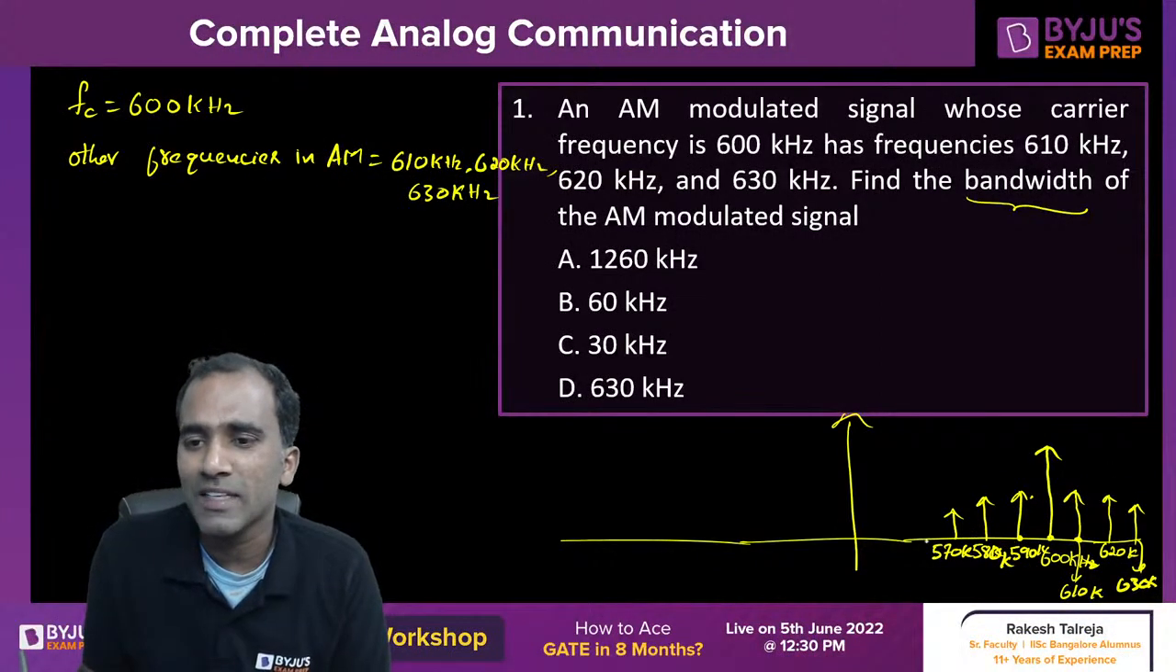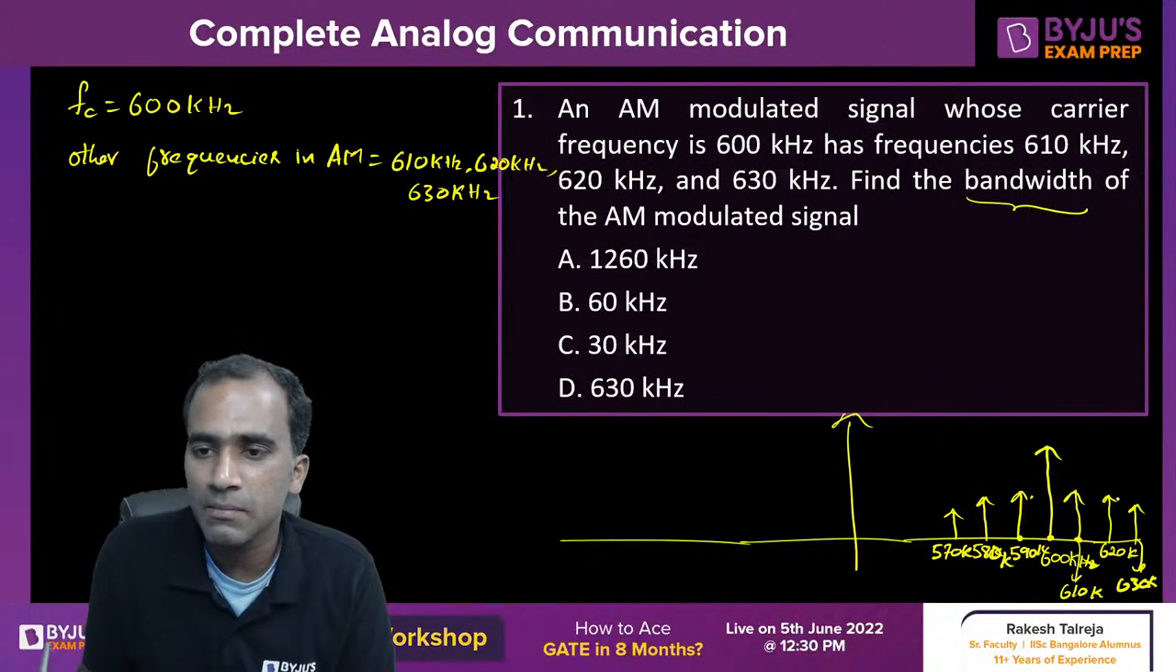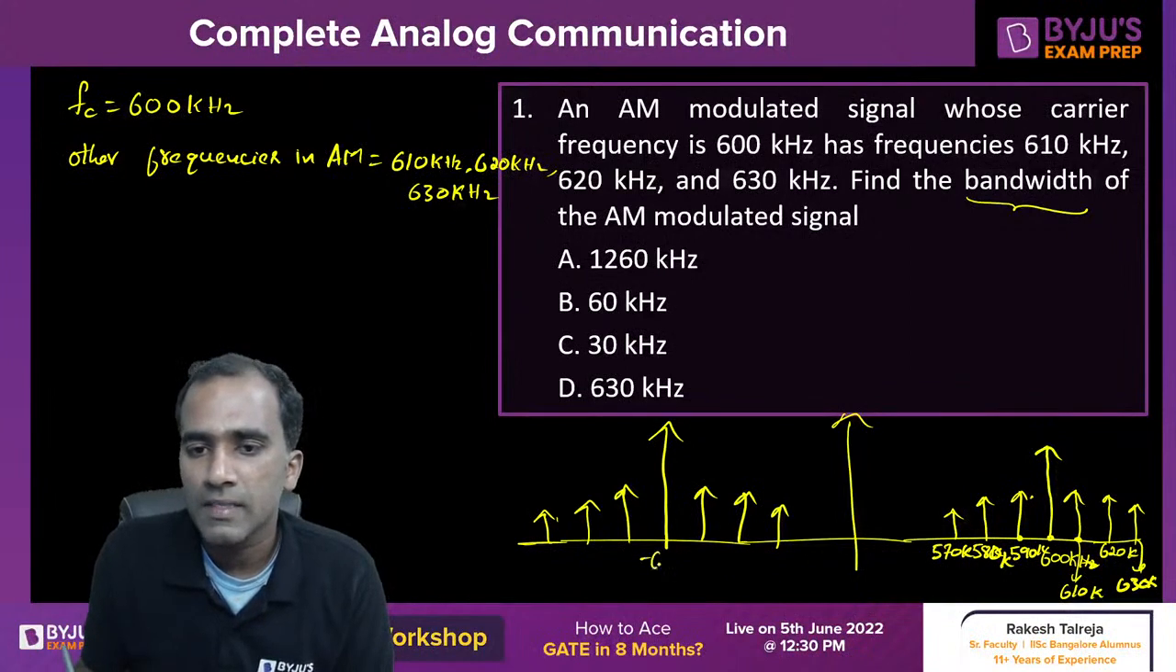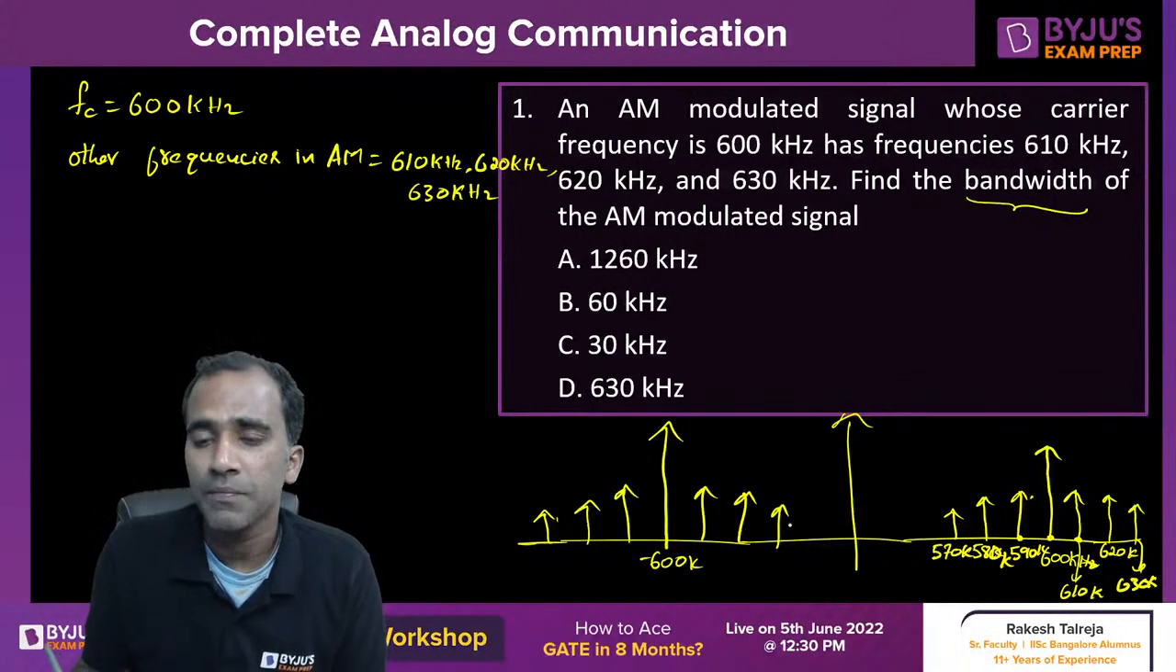Right? And one more thing is the spectrum is symmetric with respect to the y-axis also, right? So which means the same thing will be here also. Three impulses here and three impulses here. Minus 600, minus 590, minus 580, minus 570, and here minus 610, minus 620, minus 630. Okay, so I believe you have understood how to plot the spectrum.